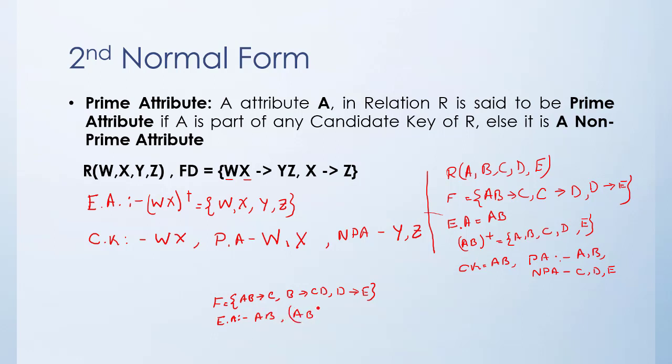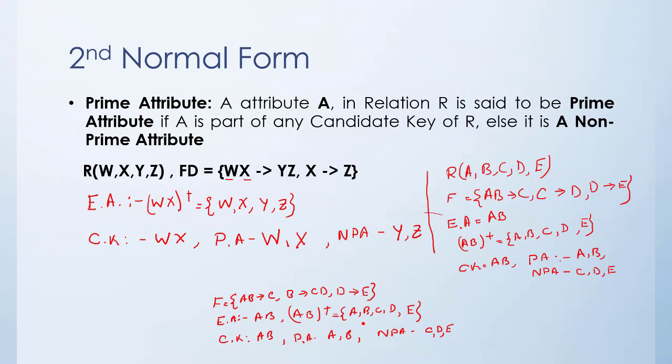AB determines C, as B determines CD. So we can write AB determines C and D also. As D determines E, E will be in the closure of AB. So from this we can say that the candidate key will be AB, the prime attributes are A and B, and the non-prime attributes are C, D and E. So in this way we determine the candidate key and the prime and non-prime attributes.